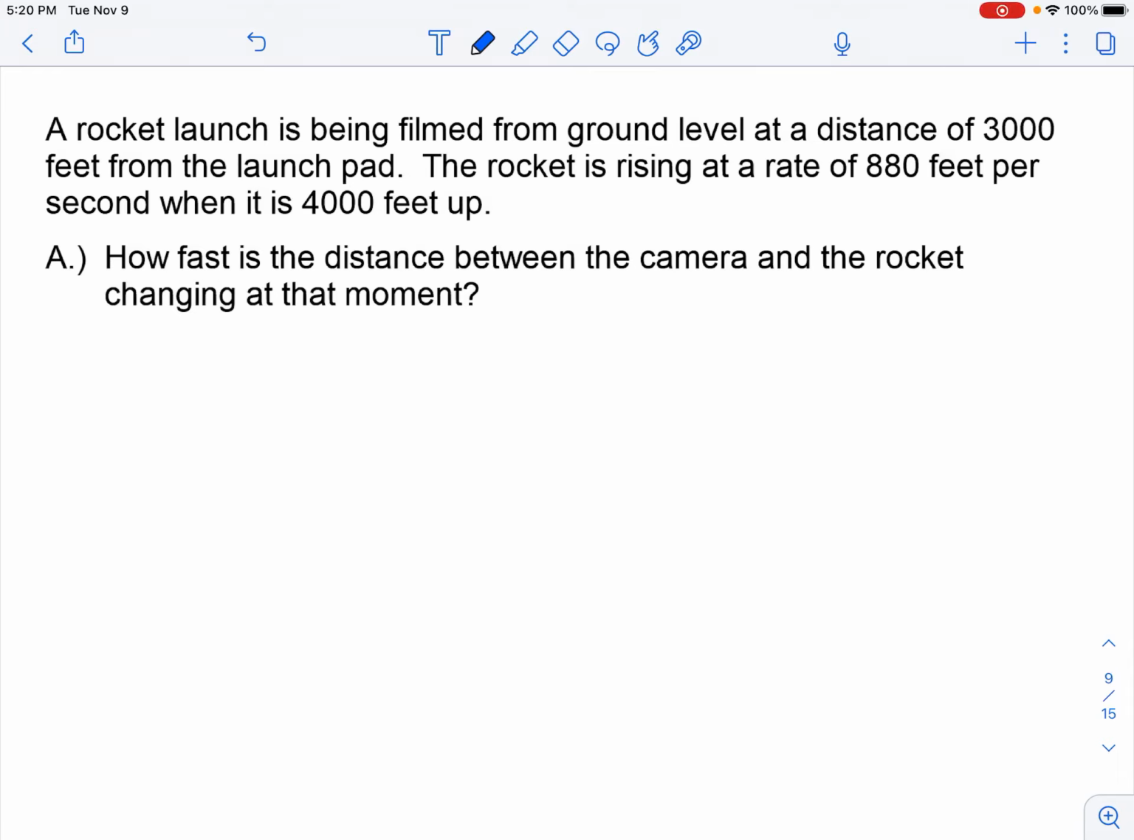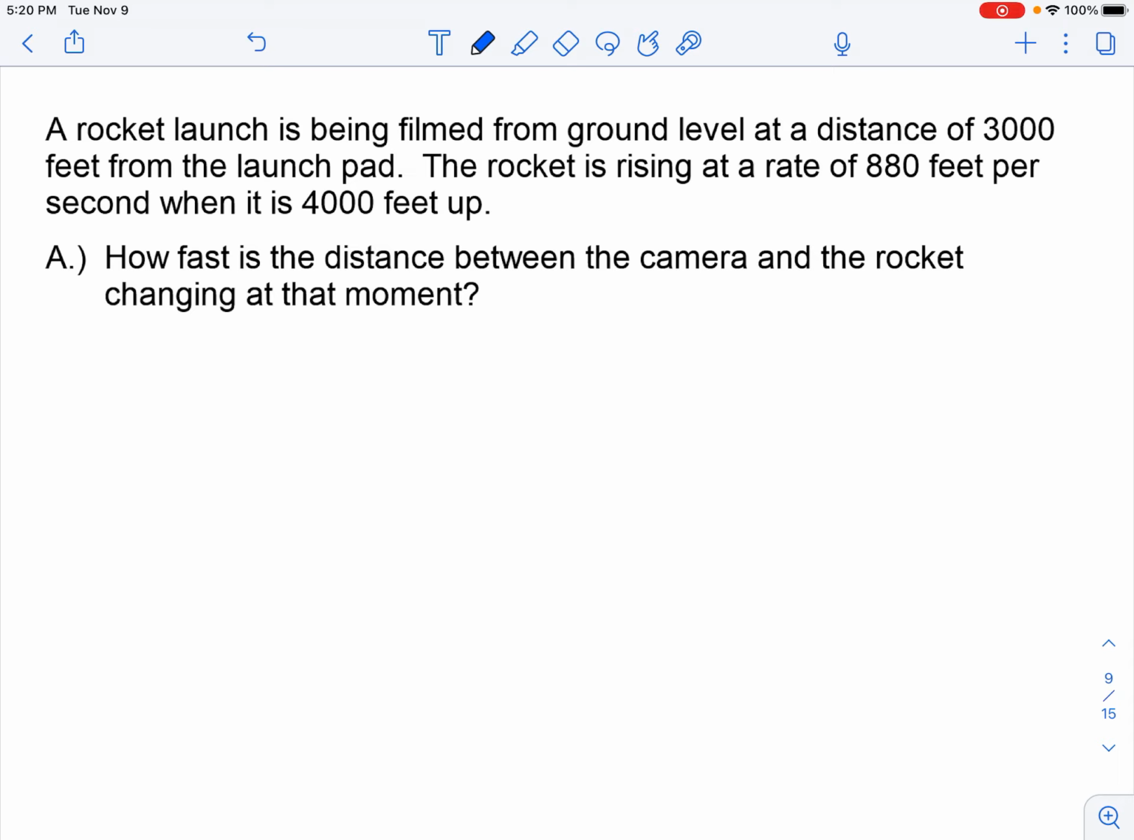All right. A rocket launch is being filmed from ground level at a distance of 3,000 feet from the launch pad. The rocket is rising at a rate of 880 feet per second when it is 4,000 feet up in the air. Okay. Part A, how fast is the distance between the camera and the rocket changing at that moment?